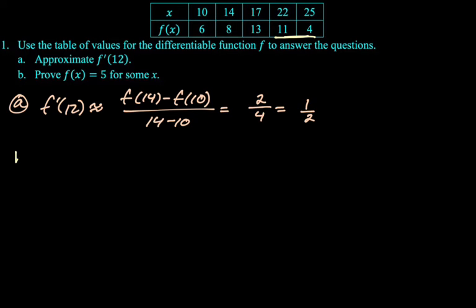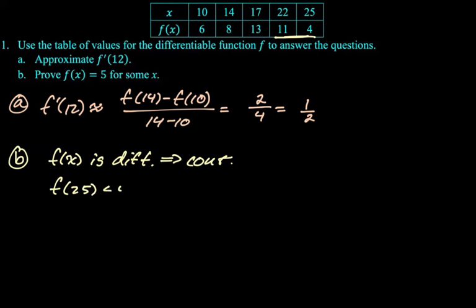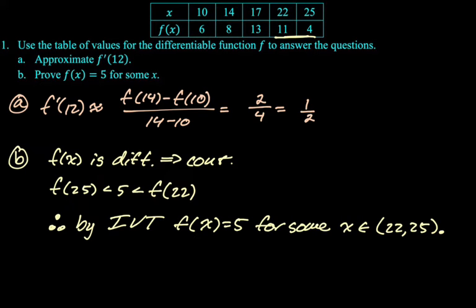So I'm going to say that f of x is differentiable, which implies continuous. And again, if you've done all the problem sets, you've done this type of problem a lot, you get very comfortable with it, and then on the AP exam, you just crush it. All right, so f of 25 is the smaller one. So I'm going to say f of 25 is less than 5, which is less than f of 22. And then by the intermediate value theorem, f of x is equal to 5 for some x between 22 and 25. And that's all you need, right?